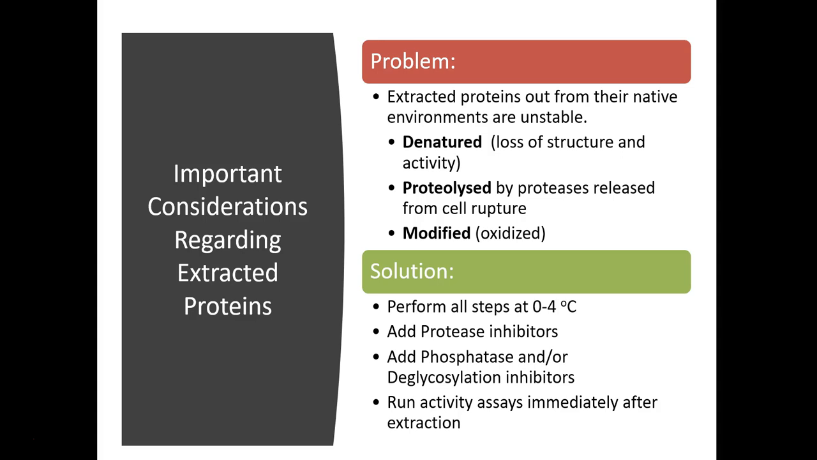Other things we can do, we can add protease inhibitors to our sample buffers so that all the proteases that are coming out are inhibited. And then we can also add phosphatase or deglycosylation inhibitors to our sample buffers as well. However, we have to keep in mind that these inhibitors also have a half-life, and usually that half-life is relatively short. So we need to be quick in our procedures so that we can get where we need to go and run the assay as quickly as possible.